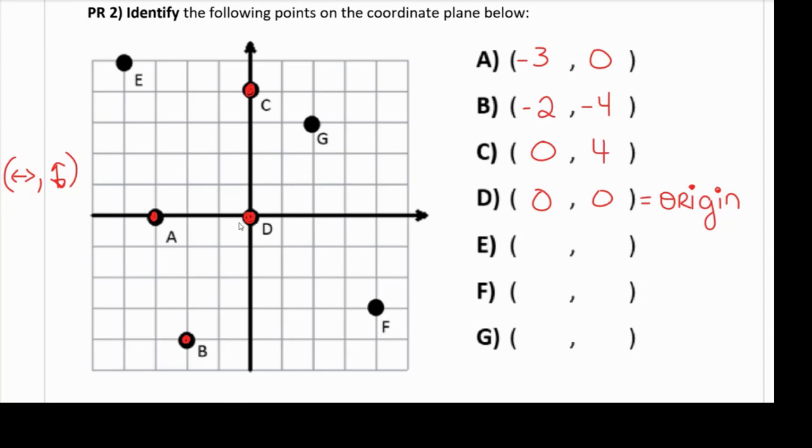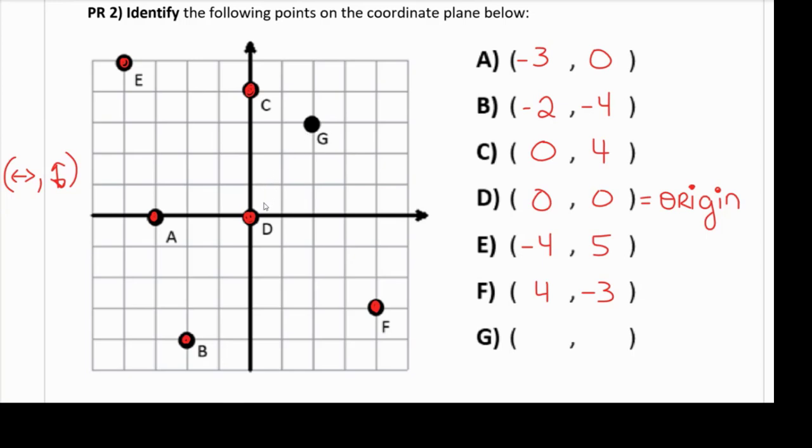Then I have letter E. To get there, I'm going to go 1, 2, 3, 4, so -4 to the left. And then 1, 2, 3, 4, 5 up. So this would be +5. The next letter is letter F, which is down here. I start at the origin and move 1, 2, 3, 4 to the right, which is +4. And then I move 1, 2, 3 down, so it'll be -3.